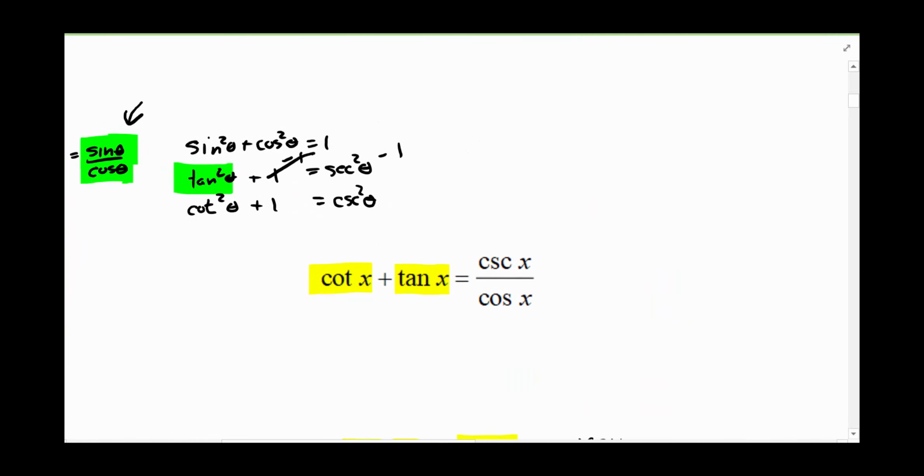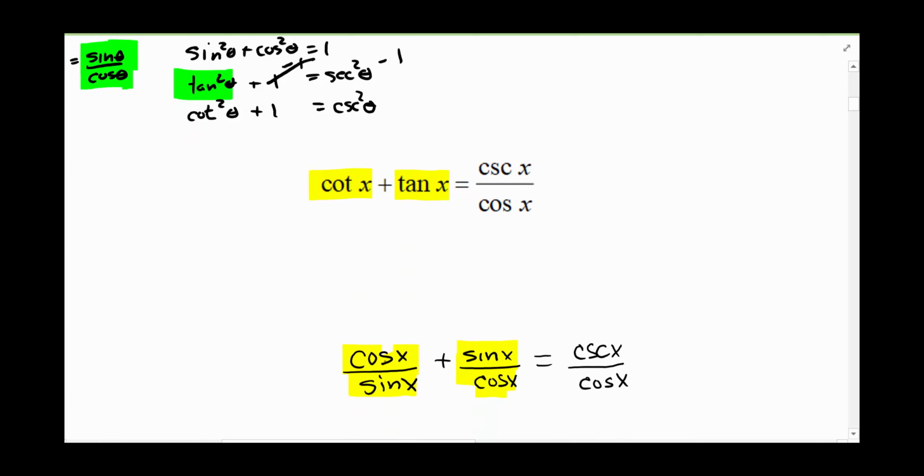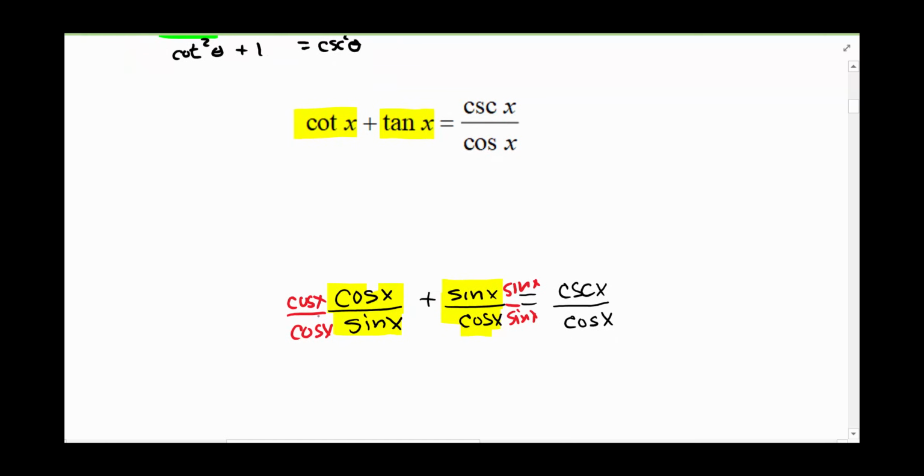All right, let's come over here and do another one. We have cotangent x plus tangent x is equal to cosecant over cosine. Cotangent and tangent can just be rewritten: cotangent is cosine over sine, tangent is sine over cosine. Here are two fractions being added, so before we can add these, they need to have the same denominator. So we have to multiply this one by cosine x over cosine x, and then multiply this side by sine x over sine x. And then look at what we have.